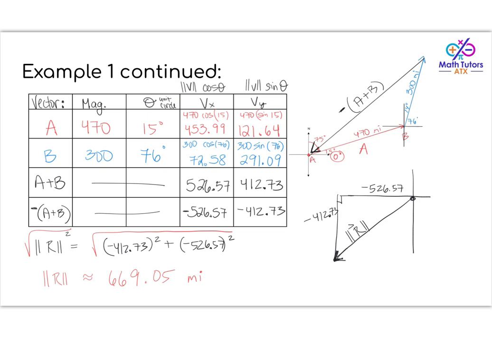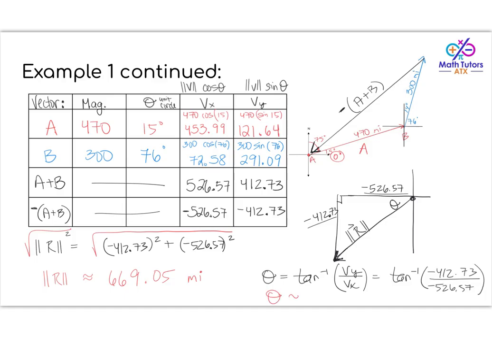So in order to figure out the direction, we need to think back to our sine, cosine, tangent. So here is my theta right here, and I have the opposite and the adjacent. So I'm going to use tangent, but I'm going to use inverse tangent. So here I'm going to use the inverse tangent of my y component over my x component. And so right here, this is what I'm going to plug in my calculator. I'm going to do the negative 412, not 4.112, 0.73 over negative 526.57. So do this in your calculator.